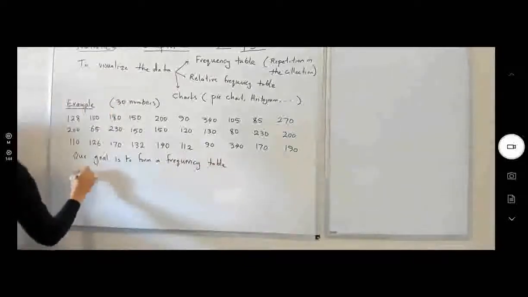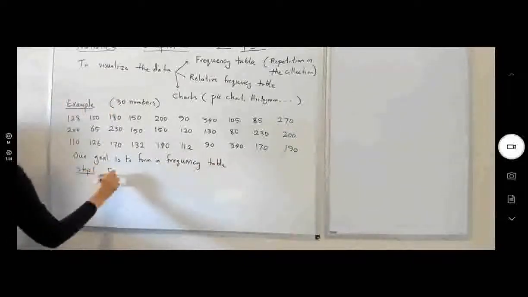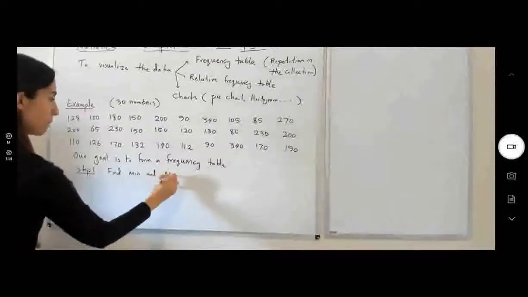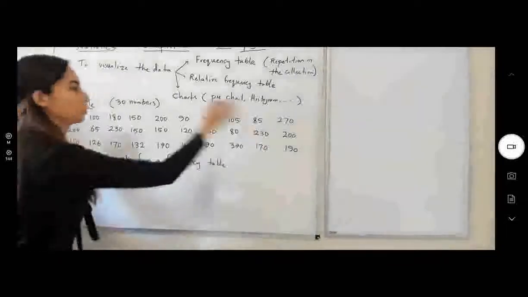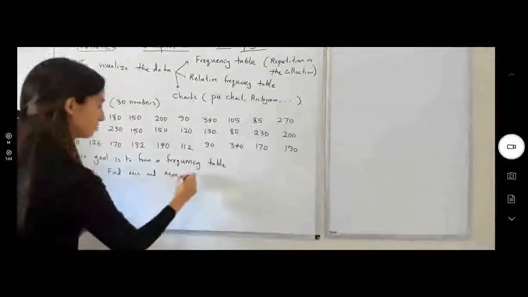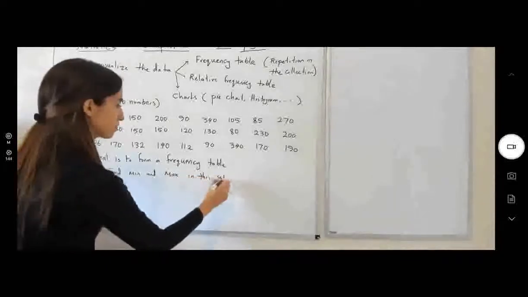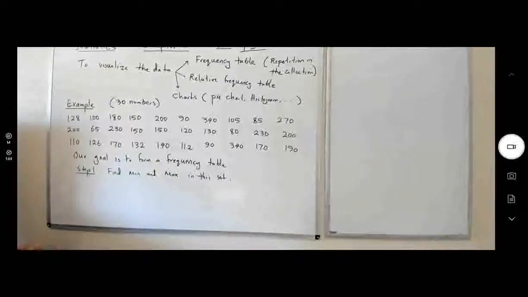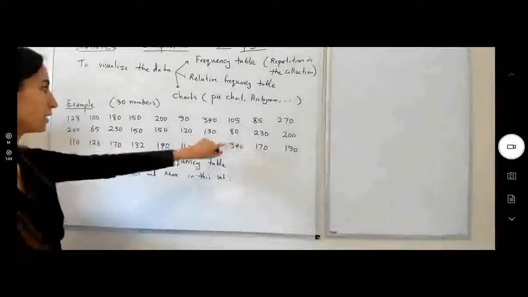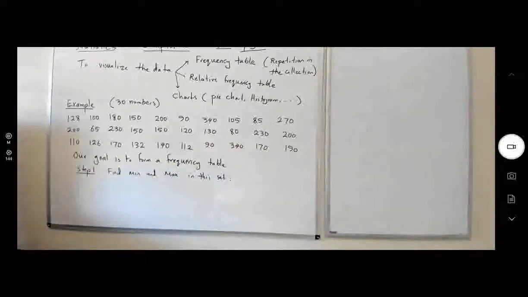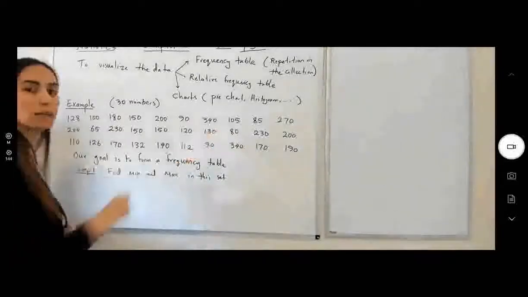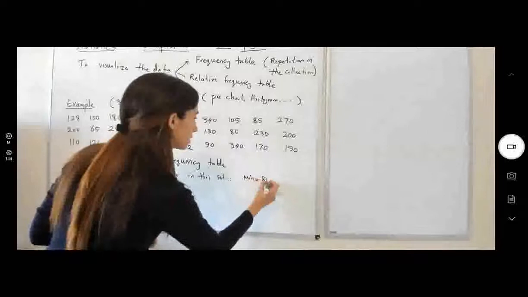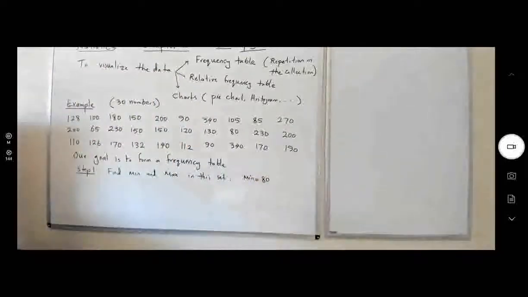Step 1, find minimum and maximum values in your collection. In this set, okay, let us look for the minimum value. What would be the minimum value? Is it going to be 80? Let me find. Okay, so it seems like 80 is the minimum value in the collection. So min is 80. What about your maximum value?